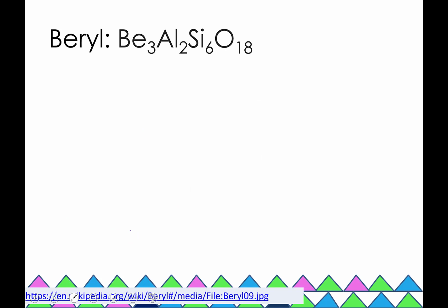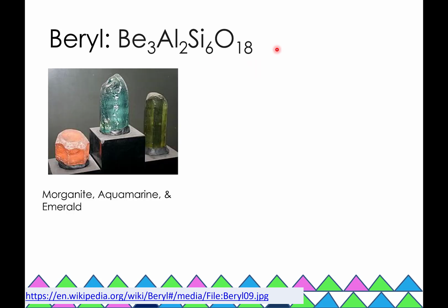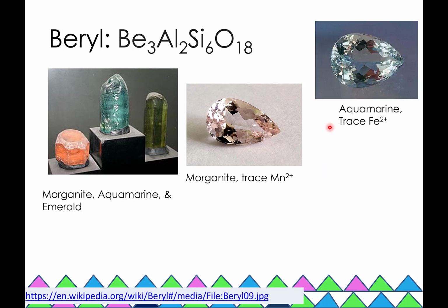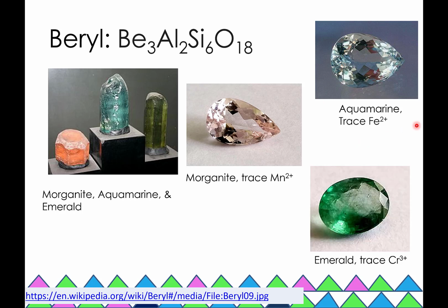I also wanted to mention beryl. Beryl is a gemstone with the formula Be3Al2Si6O18. So it's a mineral, and you might also know beryl under the names of morganite, aquamarine, and emerald. This particular mineral, we call it different names depending upon the impurity. So morganite is a popular gemstone, and it is beryl that has trace manganese 2+. Aquamarine is beryl with trace iron 2+, and emerald is beryl with trace chromium 3+.